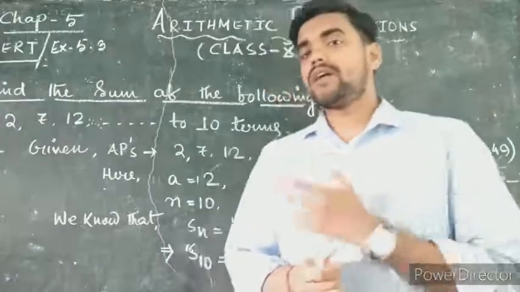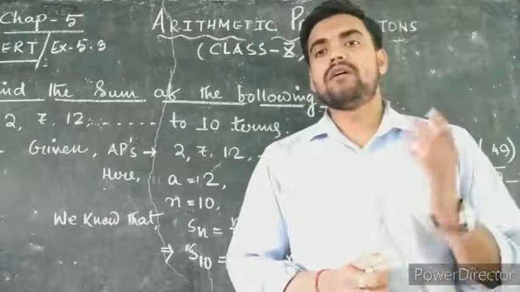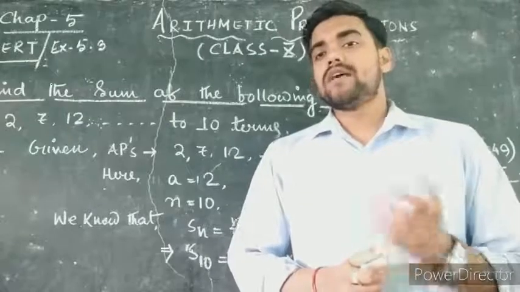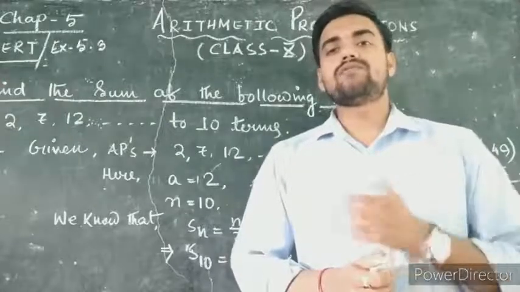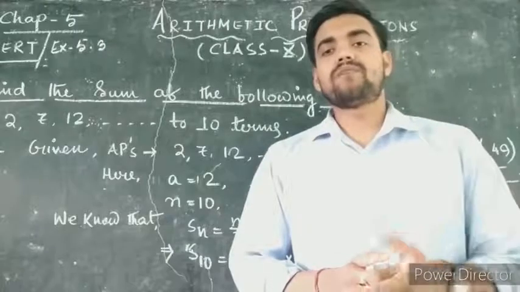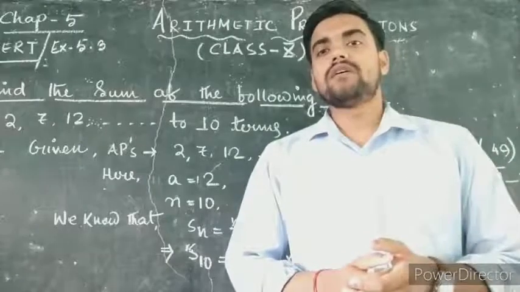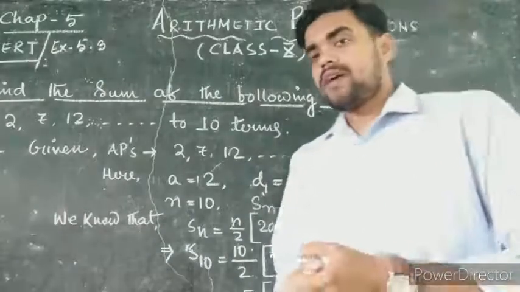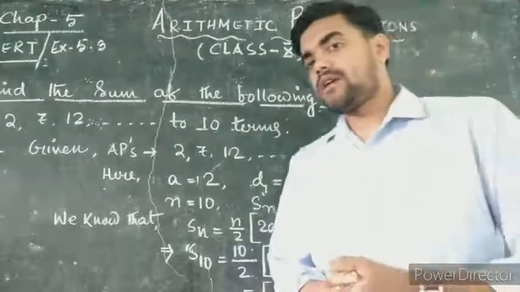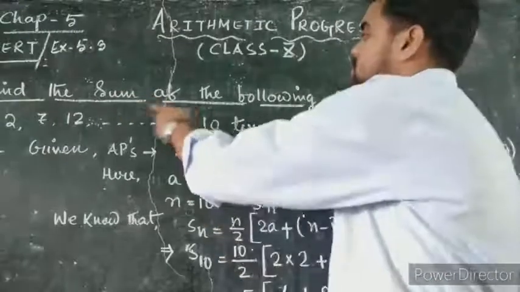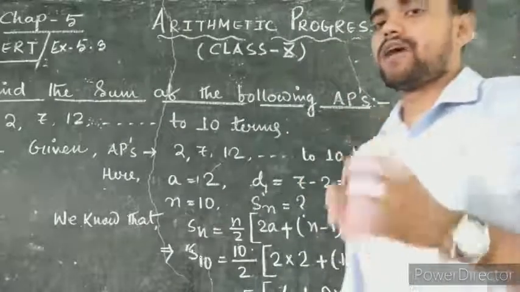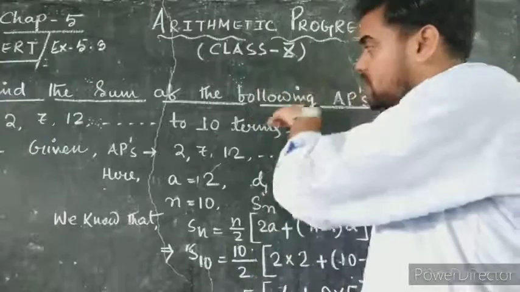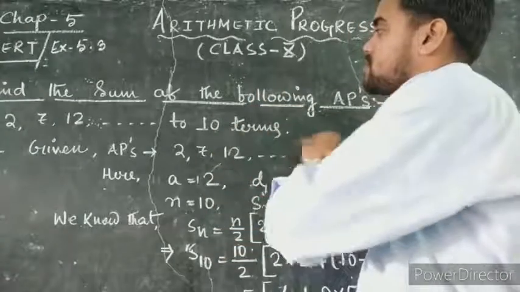So in today's class we solve some problems using the sum of first n terms formula. So let's see how we solve this type of problems with the help of the formula of the sum of first n terms. Let's see Exercise 5.3 in your NCERT textbook. Question number 1 is: find the sum of the following APs. How to find the sum of the following APs? Some APs are given to you. You have to find the sum of the terms.